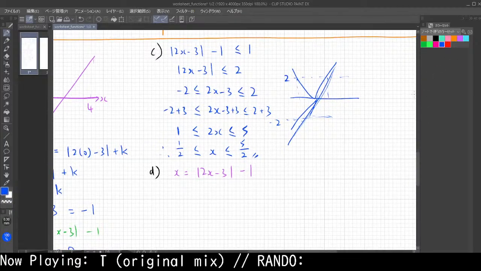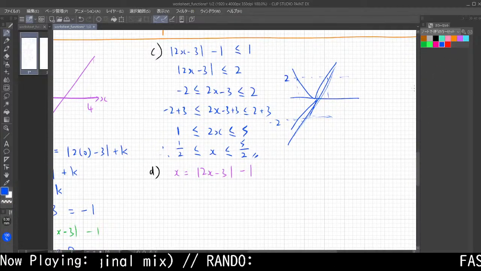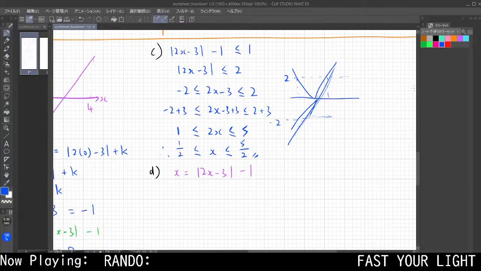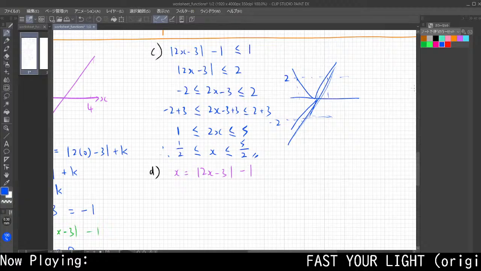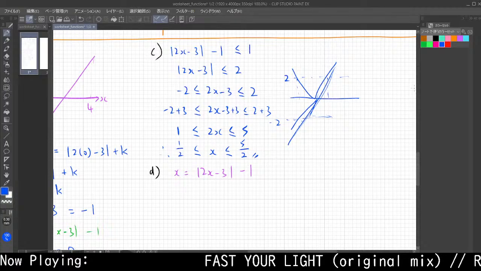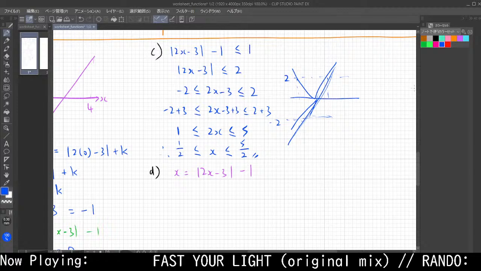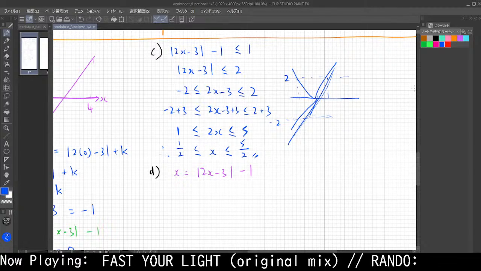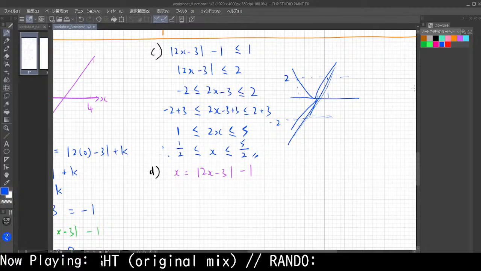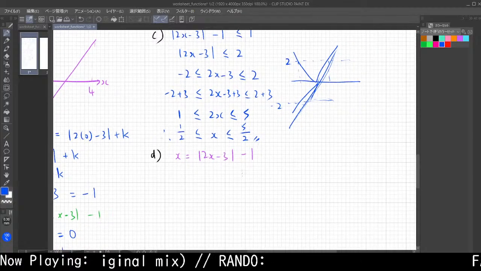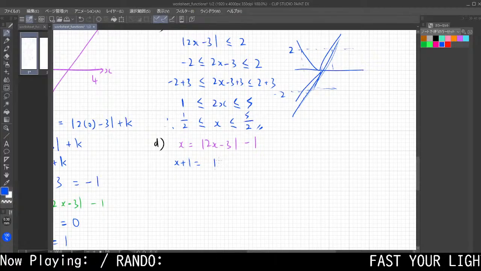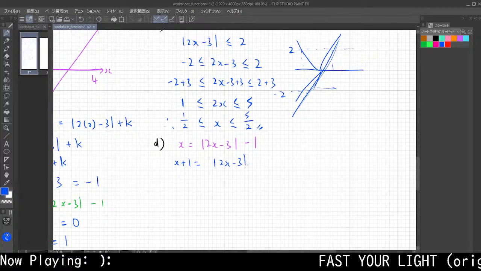But we need to be careful over here because we are talking about the given domain, so your x would need to lie between -1 and 4. If your answer is outside of this domain, then there will be an issue because the answer is not what the question wants. So -1 moves over and becomes +1. x plus 1 equals the absolute value of 2x minus 3.